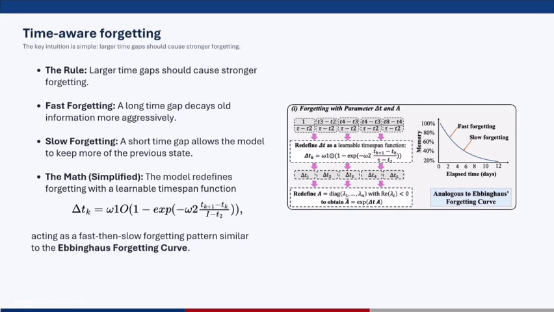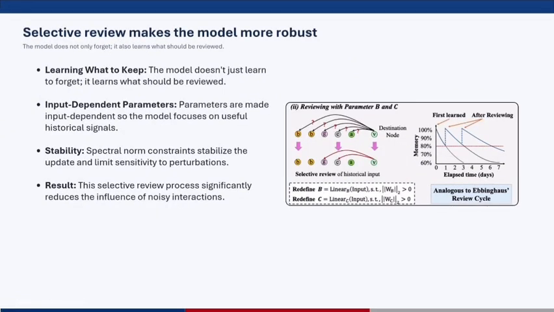Now moving on to the actual DyG-Mamba layer. The main innovation of this approach is, first, the time-aware forgetting, which is inspired by how the human brain forgets information: first it forgets fast, and then over time it forgets slowly. And the second innovation is selective review. So it uses a selective review method that is data dependent.